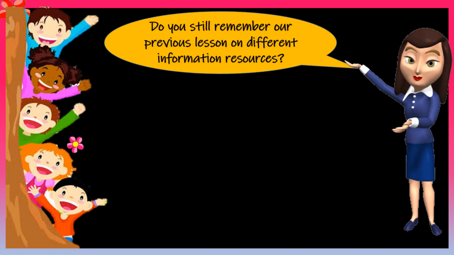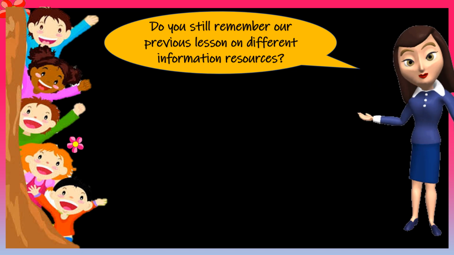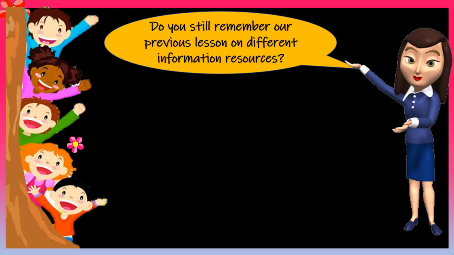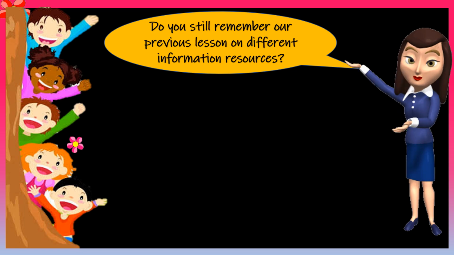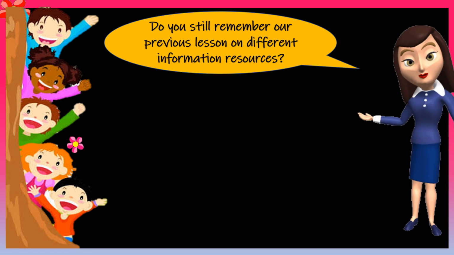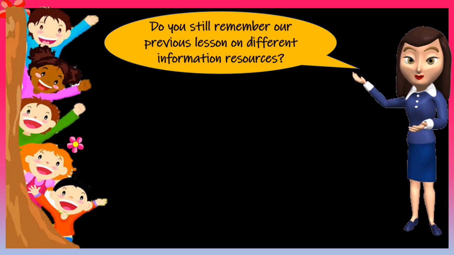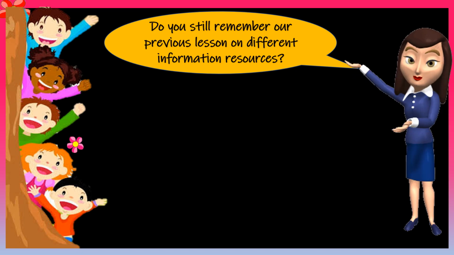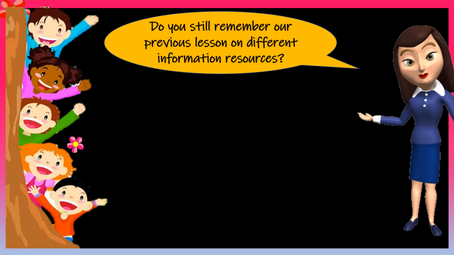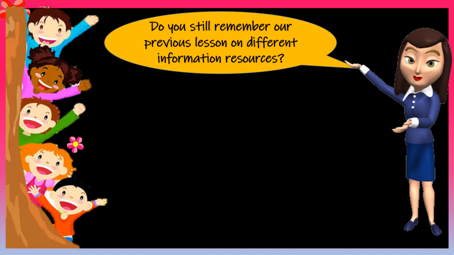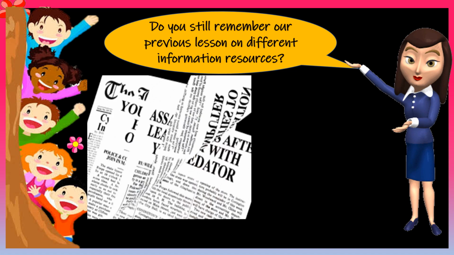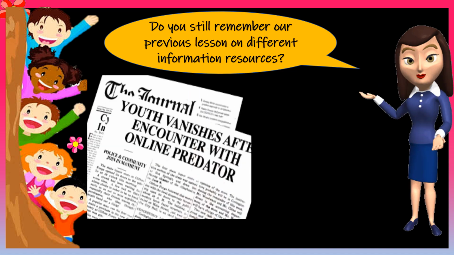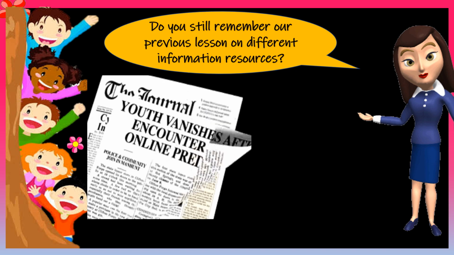Now let's try to review this, kids. Do you still remember our previous lesson on different information resources? You have studied these in quarter 2. Alright, now let's try to identify these things. What is that? It's a newspaper. Very good.